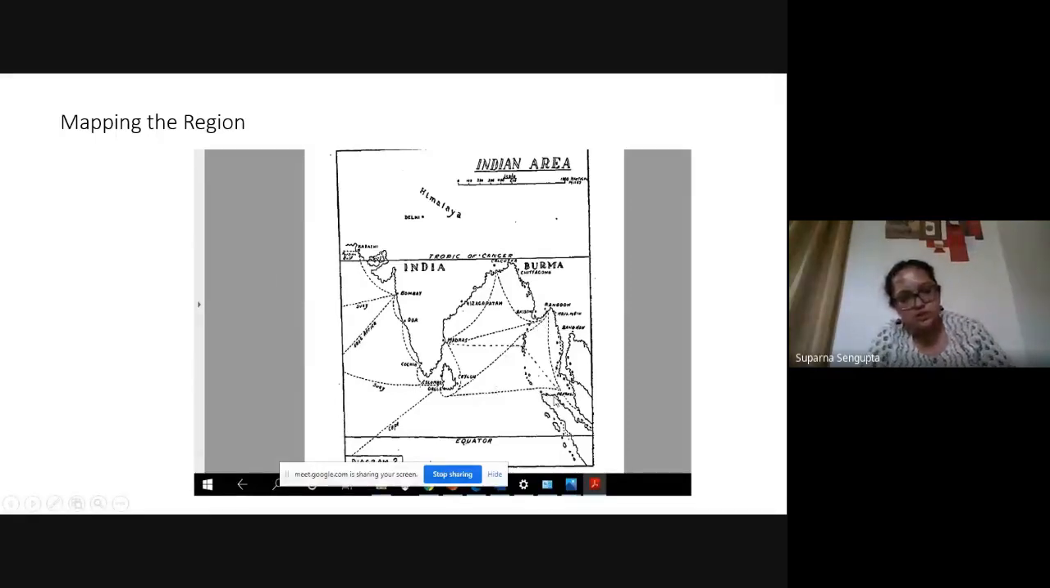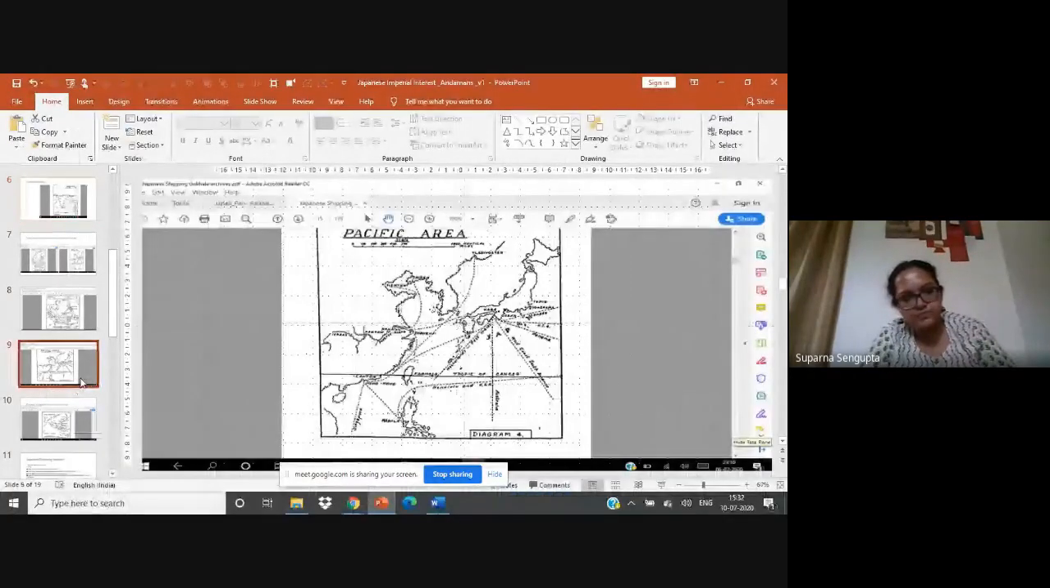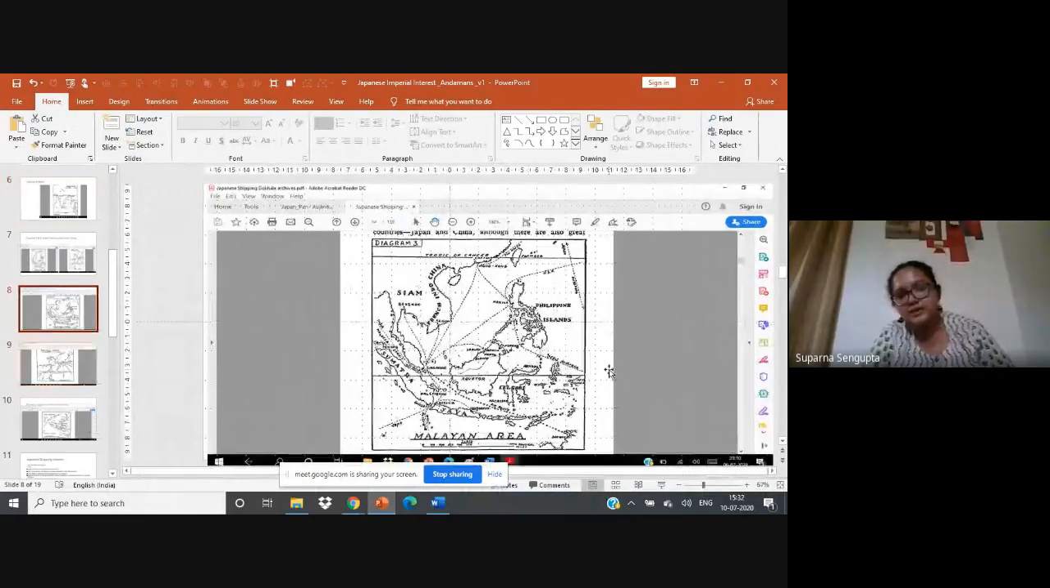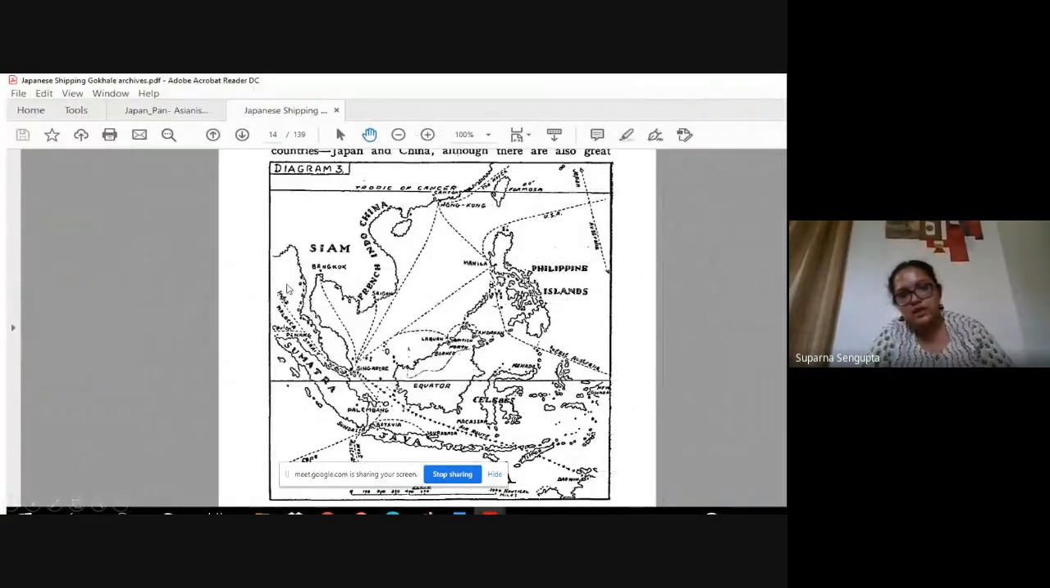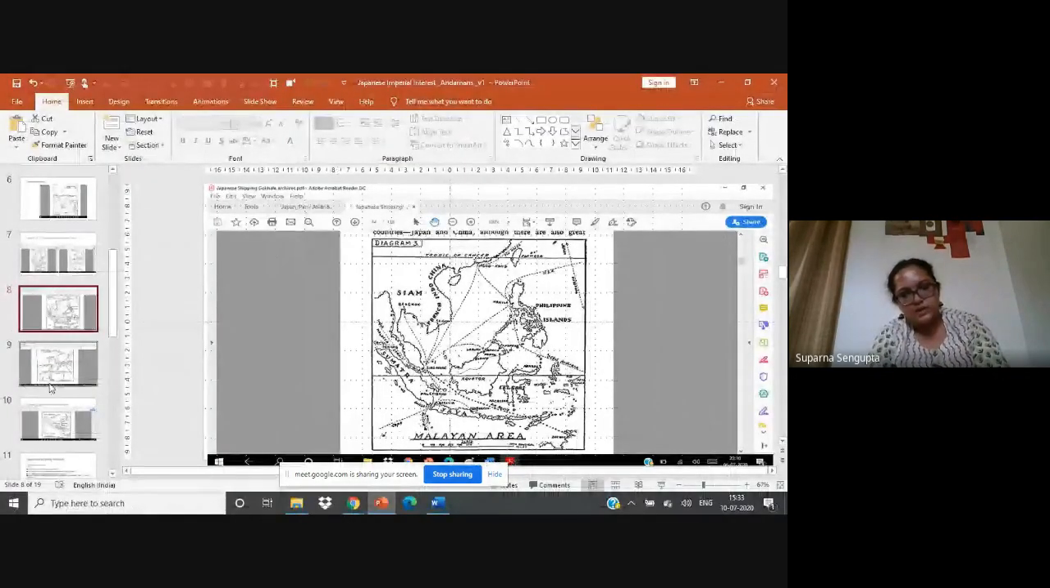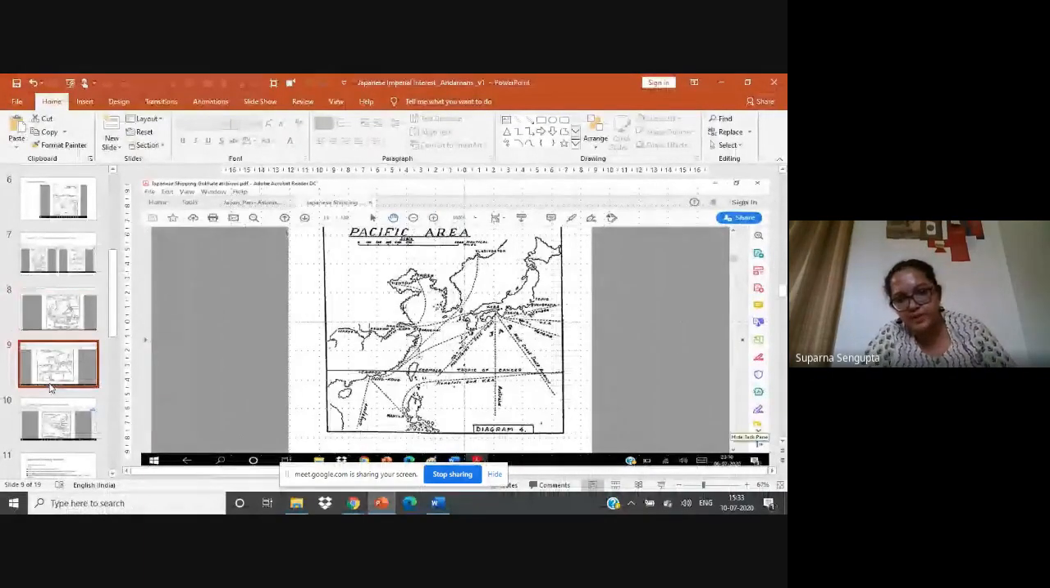Again, in this other map, which is that of the Malayan area, we see these various shipping routes again, below Thailand, branching out to various portions of the Philippine Islands. Then here is Japan, and then also to Sumatra and Indonesia. So these various shipping routes pass through the Andaman and Nicobar Islands. In the Western Pacific, we have Japan here.